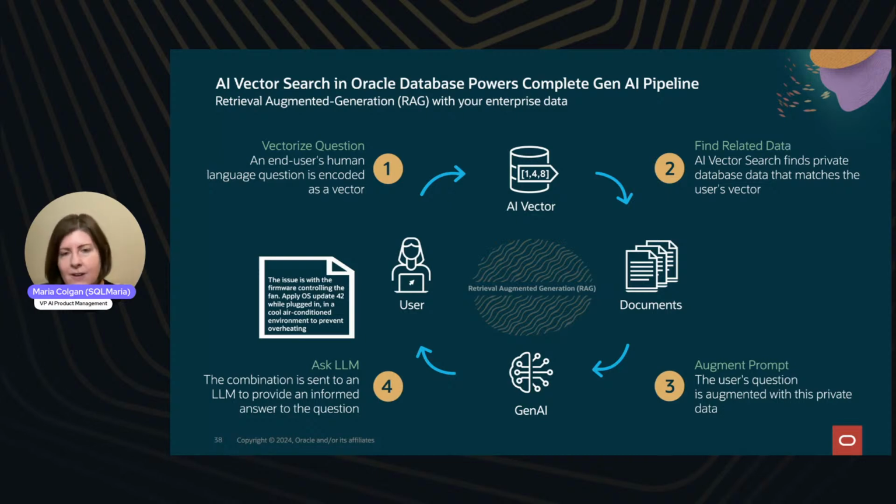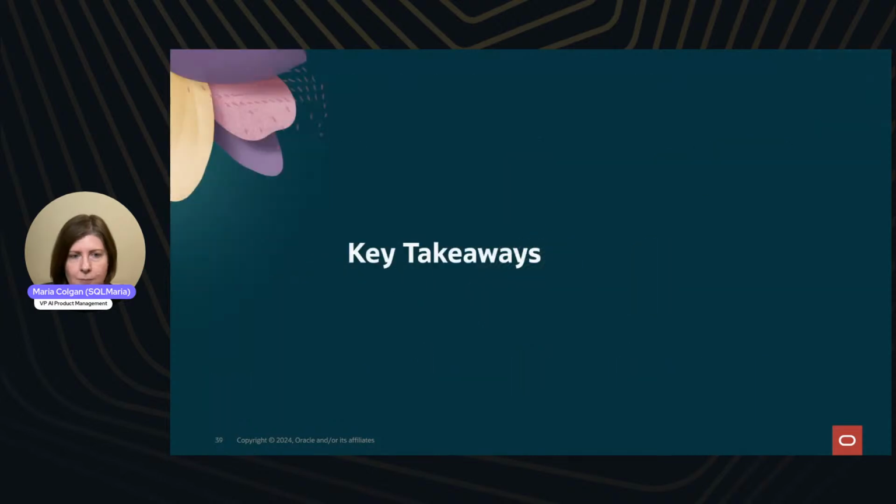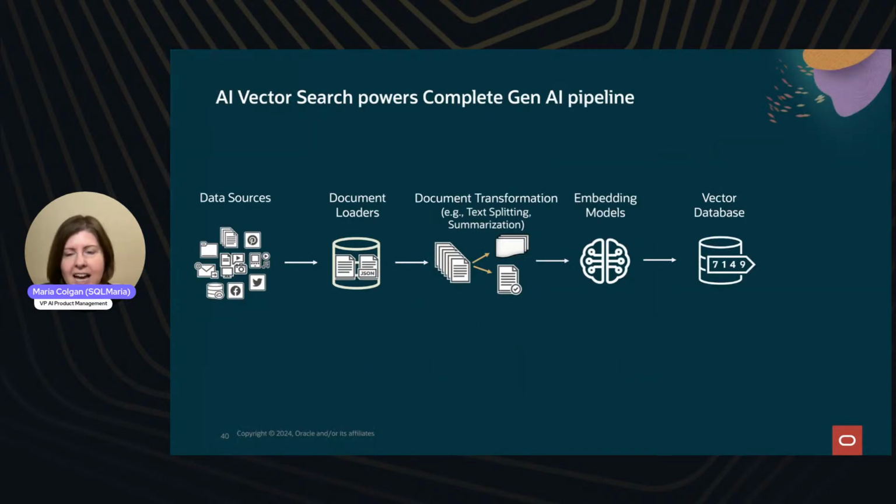So using AI vector search as part of your RAG pipeline can allow you to get much better responses from those large language models. So let's take a look at what we have talked about today.